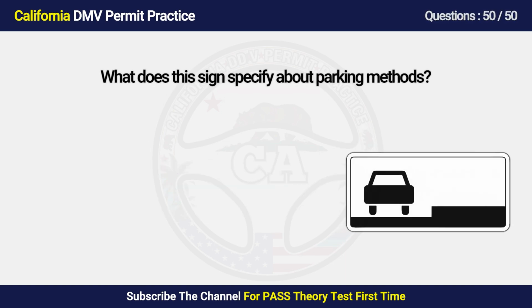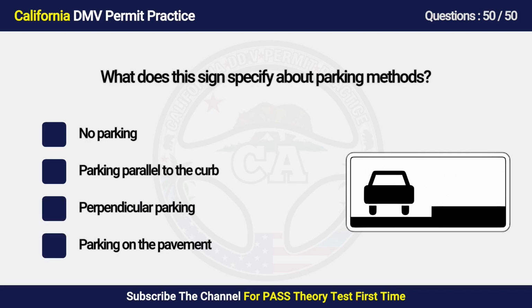Question 50. What does this sign specify about parking methods? A. No parking. B. Parking parallel to the curb. C. Perpendicular parking. D. Parking on the pavement.